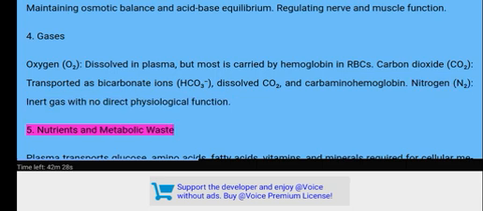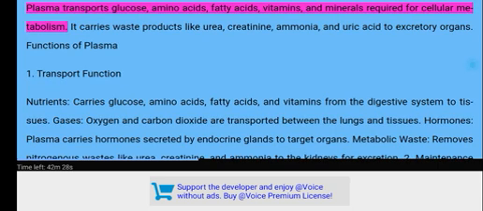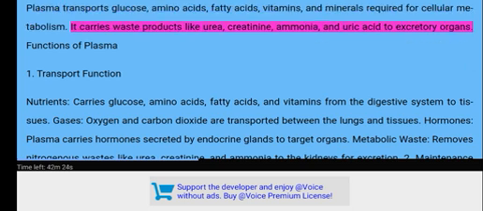5. Nutrients and metabolic waste. Plasma transports glucose, amino acids, fatty acids, vitamins, and minerals required for cellular metabolism. It carries waste products like urea, creatinine, ammonia, and uric acid to excretory organs.